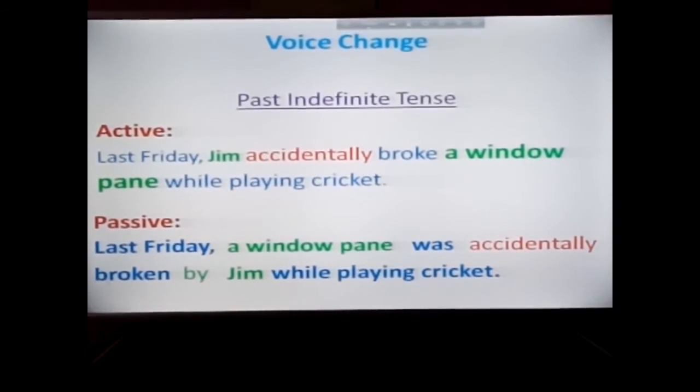Okay, dear students, you see, every time you change an active sentence into passive, you have to work only with the subject, verb and object of the active sentence, and you have to keep all other words and phrases as they are and where they are. You cannot leave them out, you cannot change them at all. Right.